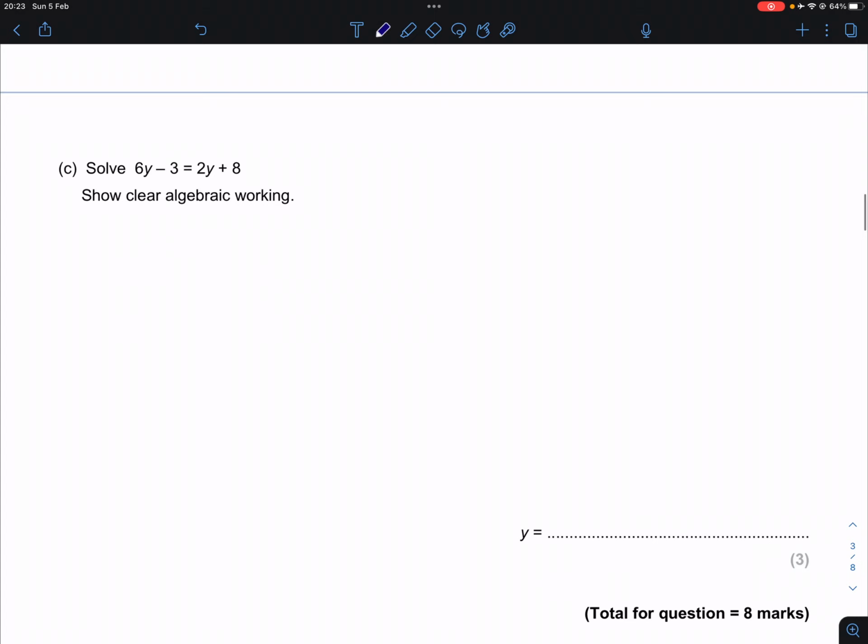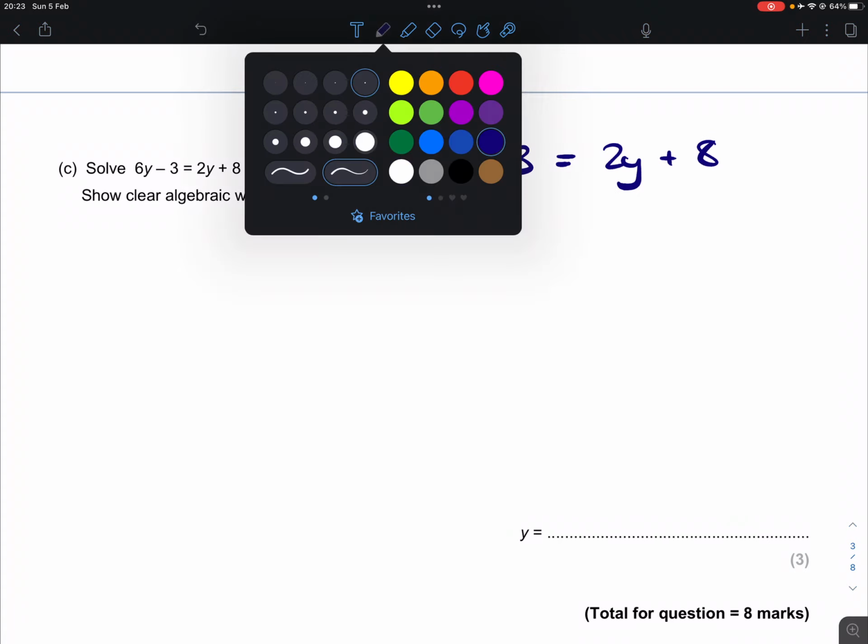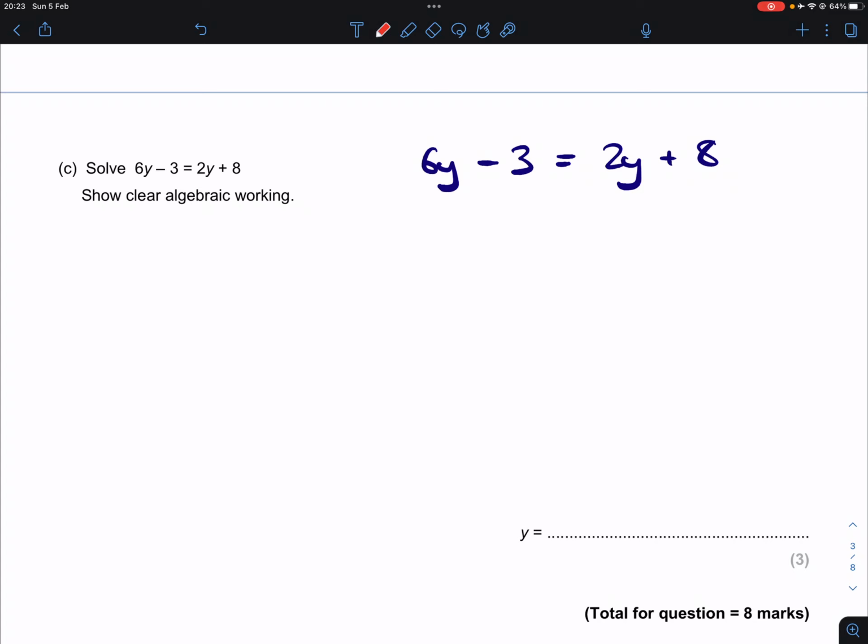Lastly, part C. Solve the following equation here. First thing that we want to do is make sure that all of our letters are on the same side. So in other words, get rid of the letters on whatever side has less of them. So I do not want any y's on the right-hand side because 2 is less than 6. This way you avoid negatives.